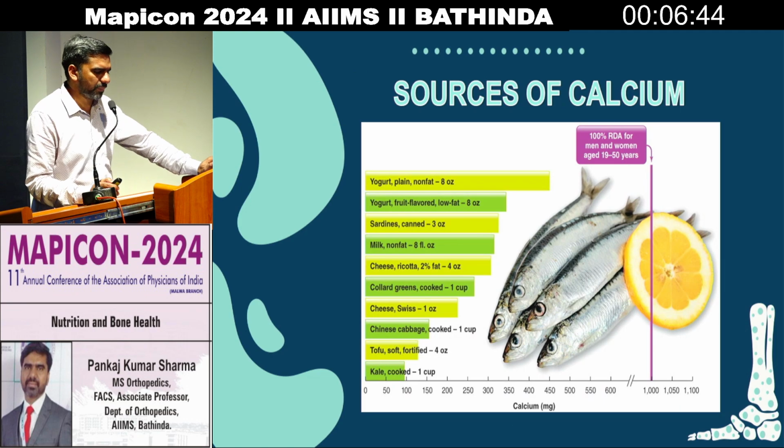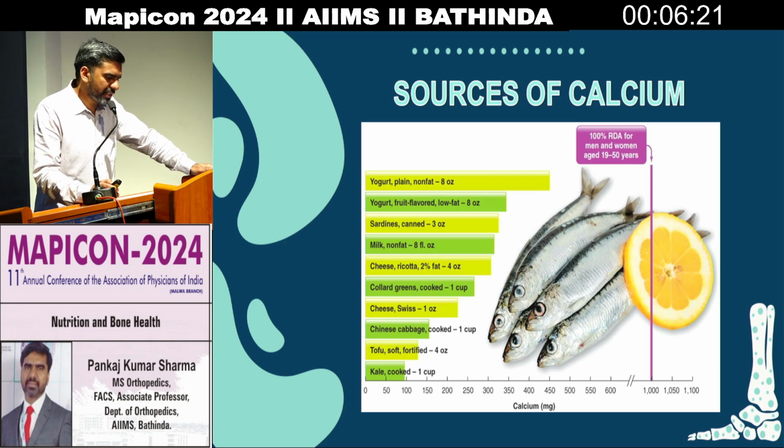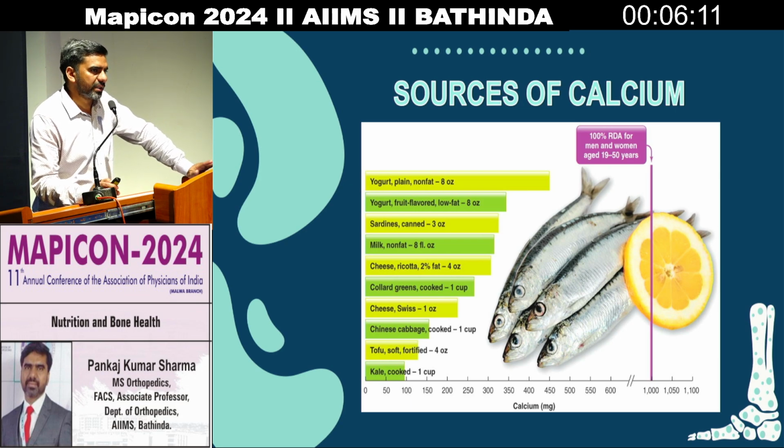There are a number of supplements or sources of food which can be used for calcium, but it depends on your food habits and your social customs. Like in India, we are vegetarian or some follow Jain food, so they have to take a number of foods for calcium. There are yogurt plain, yogurt fruit flavored, canned milk non-fat, cheese, cooked collard greens, Swiss cheese, and some fish, soft tofu. There are a number of things which can be used for calcium, but mostly calcium comes from vegetarian food, which is not digestible properly by all people.